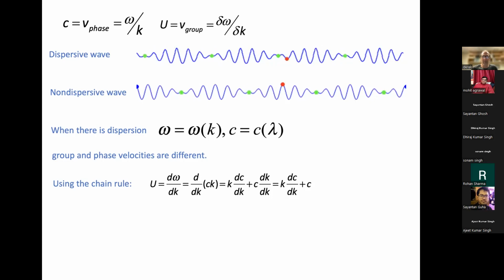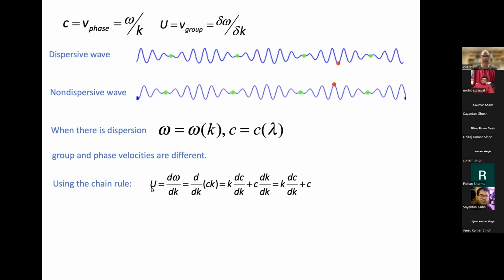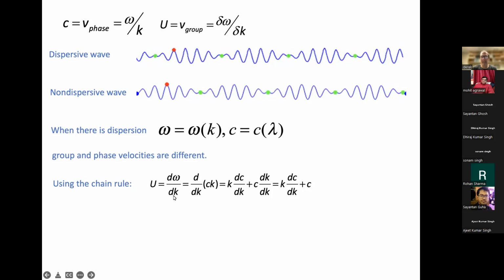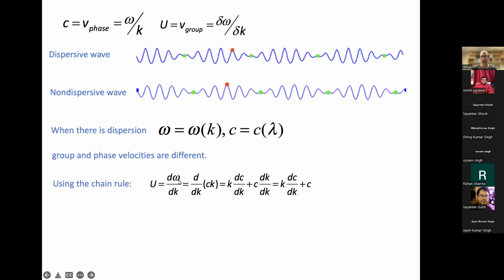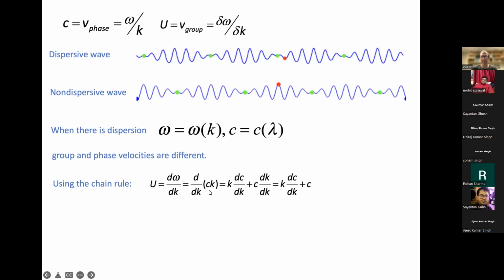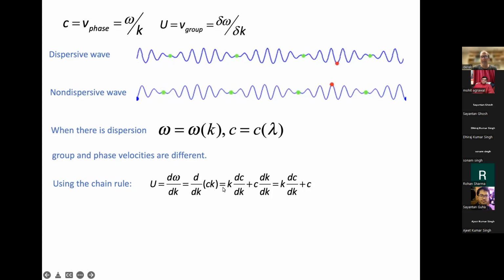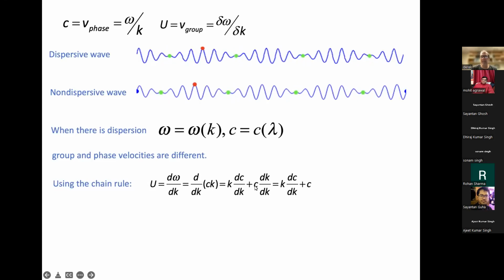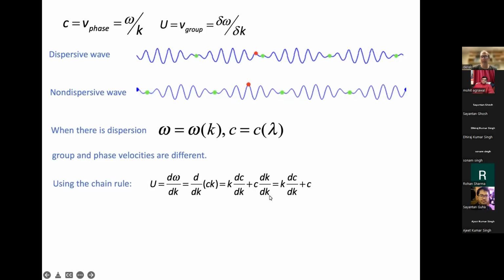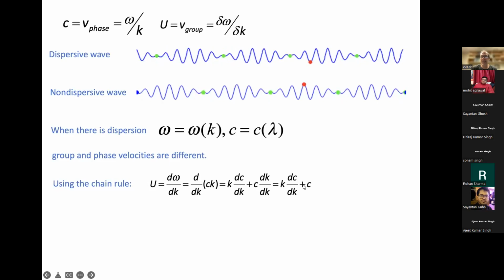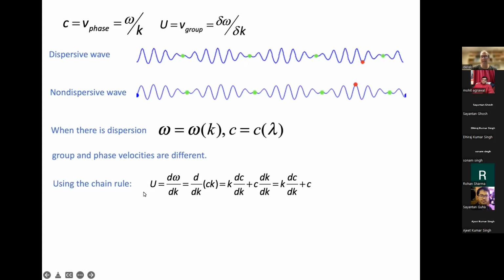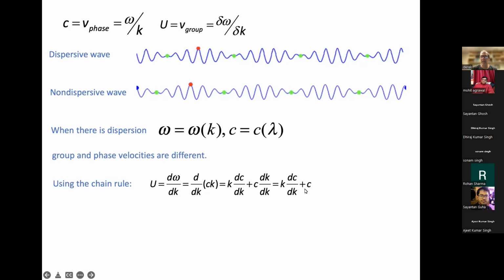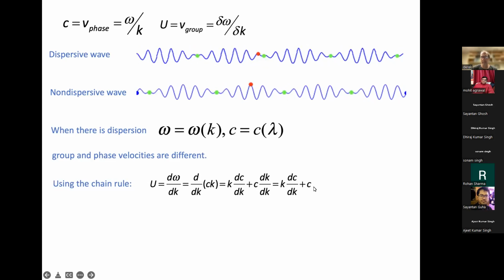Using the chain rule, we can define the group velocity U as d omega dk, and omega is c times k. So that means U equals k dc/dk plus c dk/dk, or k dc/dk plus c. So this gives us a relationship between the group velocity, capital U, and the phase velocity, little c.